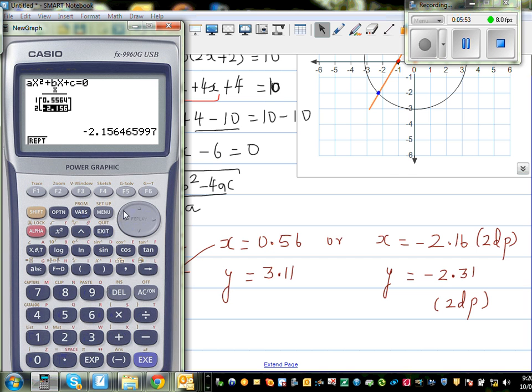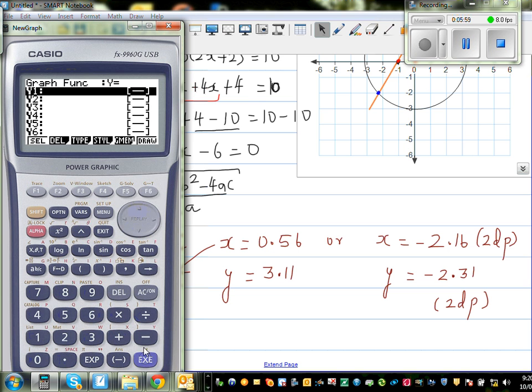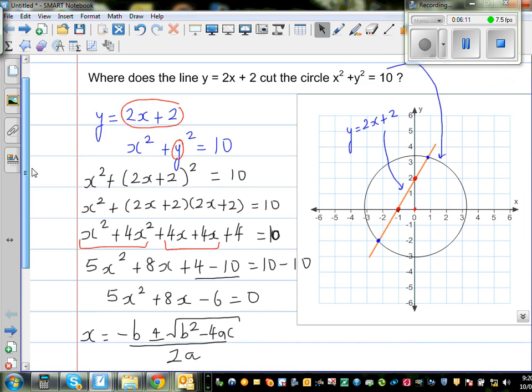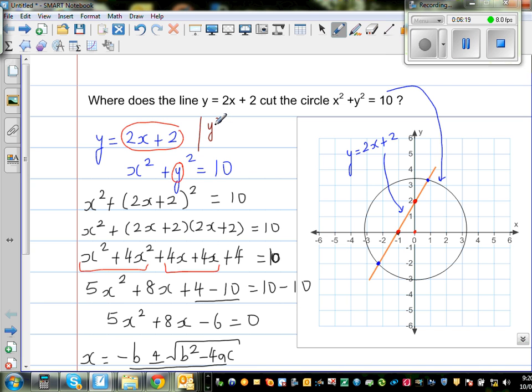Okay, so let us get the calculator. Go to your graph menu and type in 2x plus 2 in the first equation. So this is your line. And for the second equation, I'll have to explain before we enter. So let me show the working here. So y squared is equal to 10 minus x squared. This implies y is equal to plus or minus square root of 10 minus x squared.